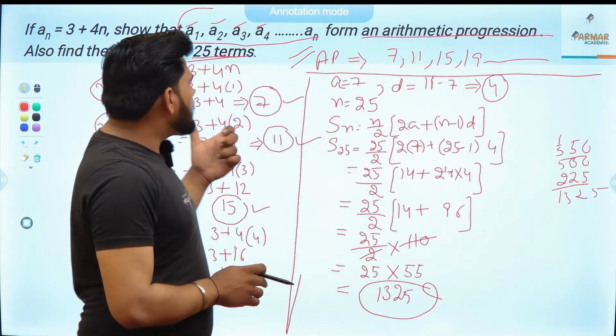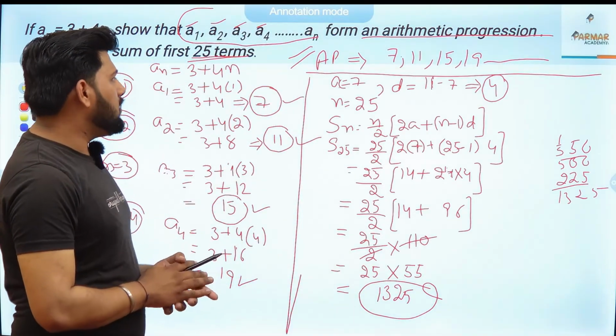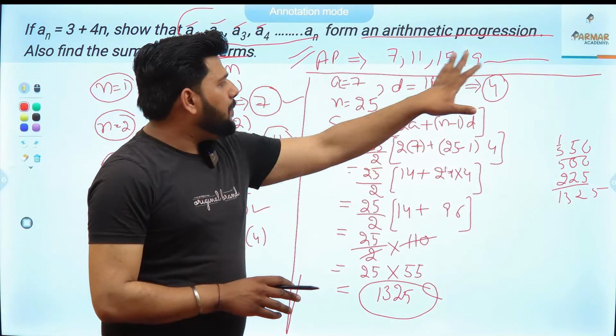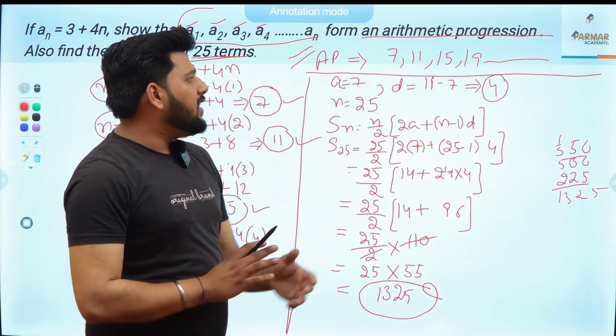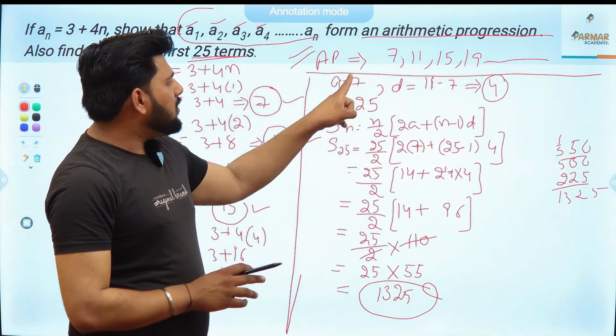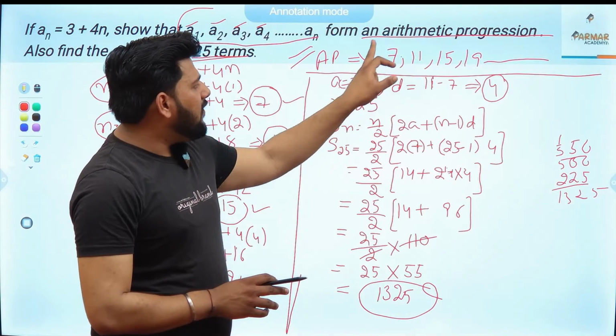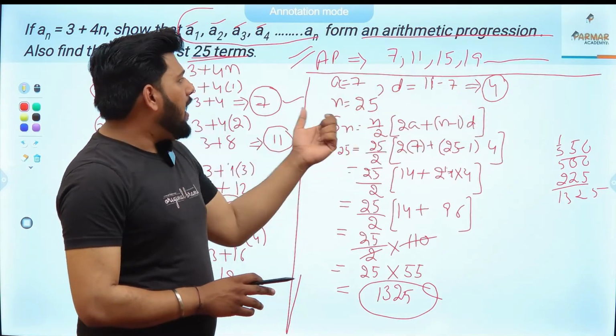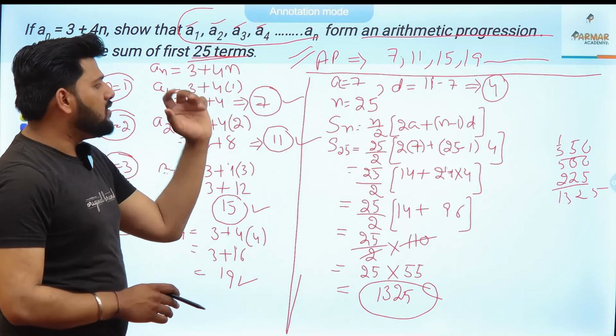Now, the second task is to find the sum of first 25 terms. Again, this is the required AP, that is 7, 11, 15 and 19 and so on. From here, the first term is 7. The common difference is 11 minus 7, that is 4. And the number of terms for which we have to find the sum is 25.